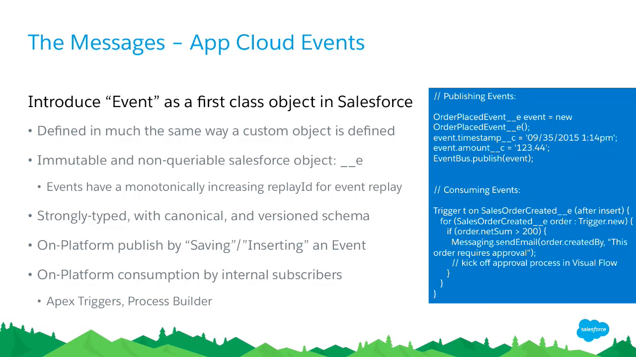And finally, after you publish it, you need to subscribe to it. Now, that's subscription both externally, so you can stream the data out to your system, or subscription internally. If an event comes in from your system, you want to take action on it. So you want to subscribe to it through Apex triggers or potentially the Process Builder.